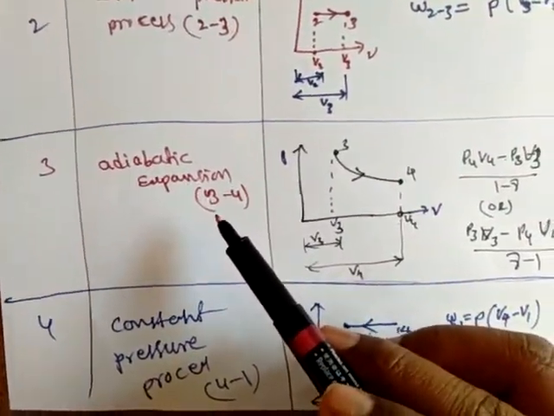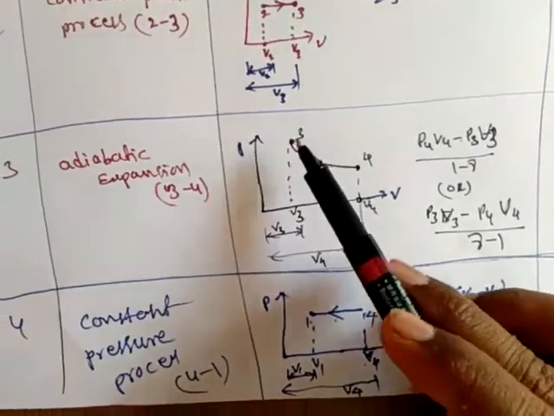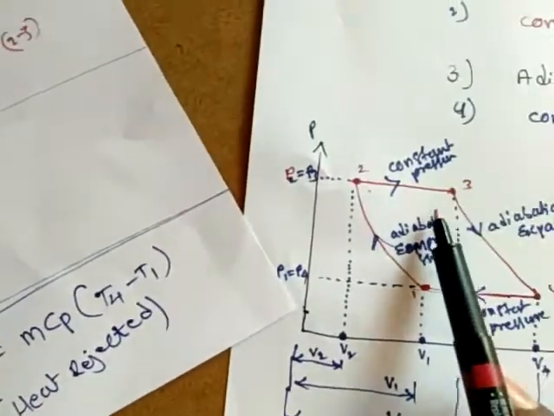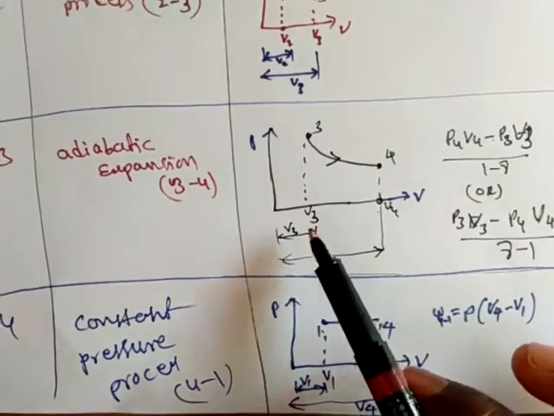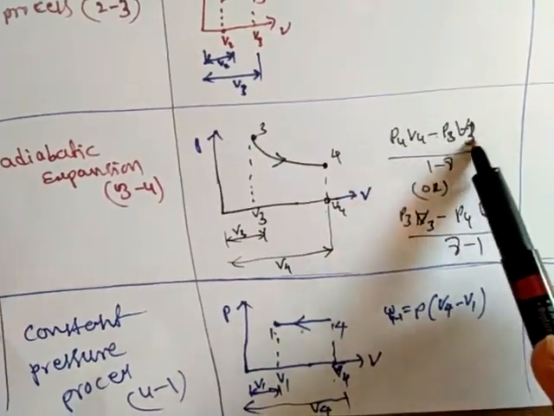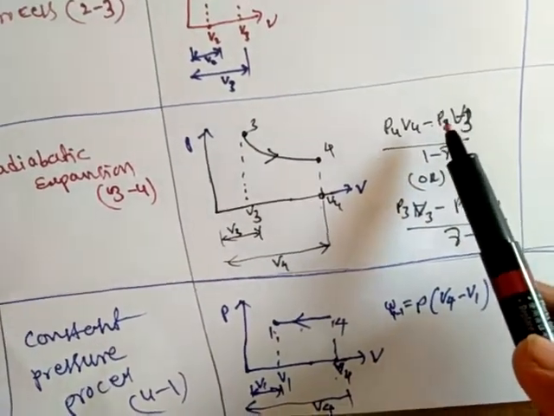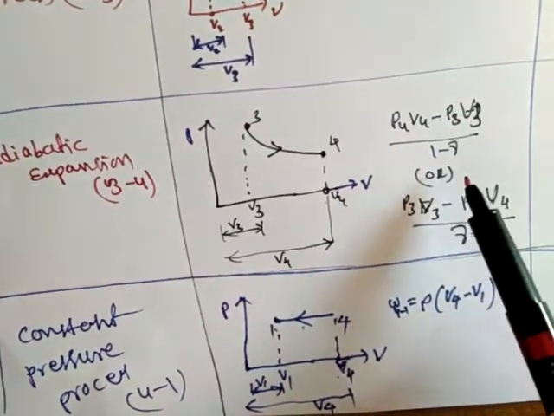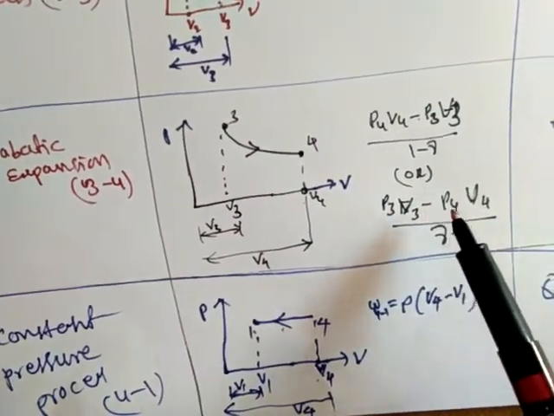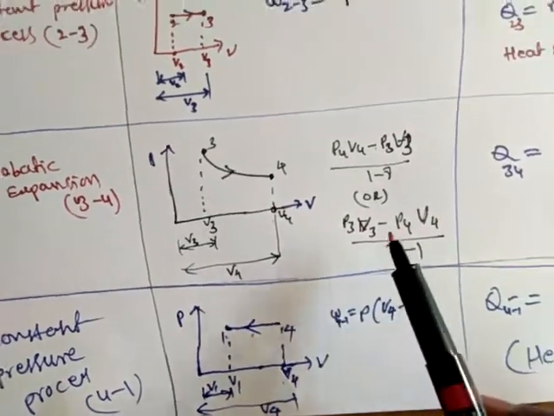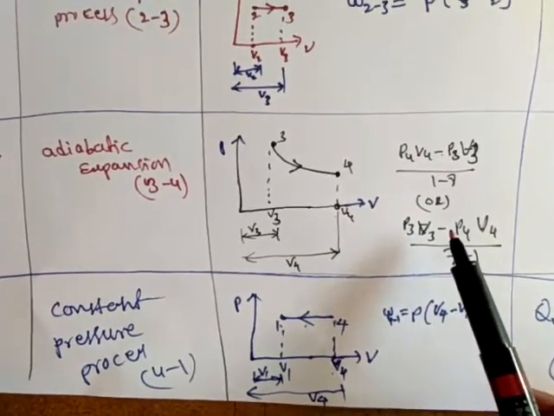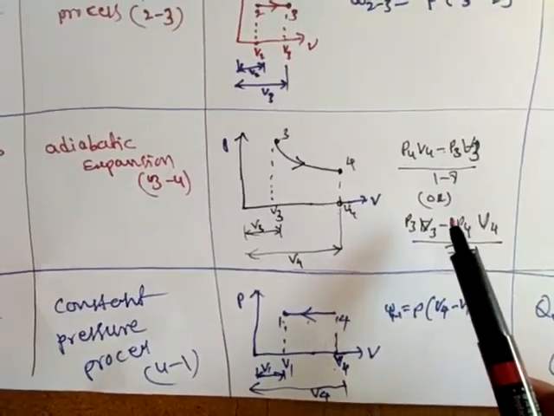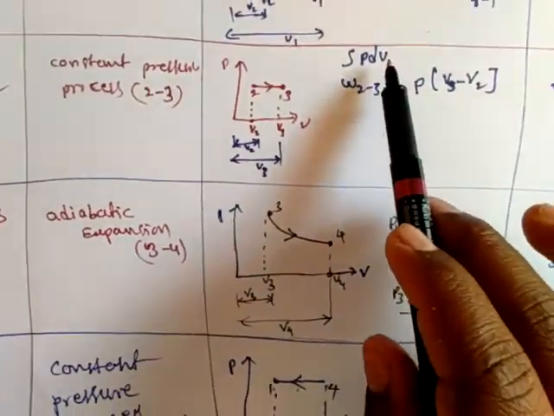Next, the third process is the adiabatic expansion process. So this is our adiabatic expansion process in the PV diagram. 3 to 4 is the adiabatic expansion process. If you observe the volumes, V4 is higher than V3. That's why (P4 V4 minus P3 V3) divided by (1 minus gamma). If you multiply this equation's numerator and denominator by minus, it will be like this: (P3 V3 minus P4 V4) divided by (gamma minus 1). So this is our total work transfer in the adiabatic expansion process. We already know how to derive this equation by using the P dV formula in the first unit.